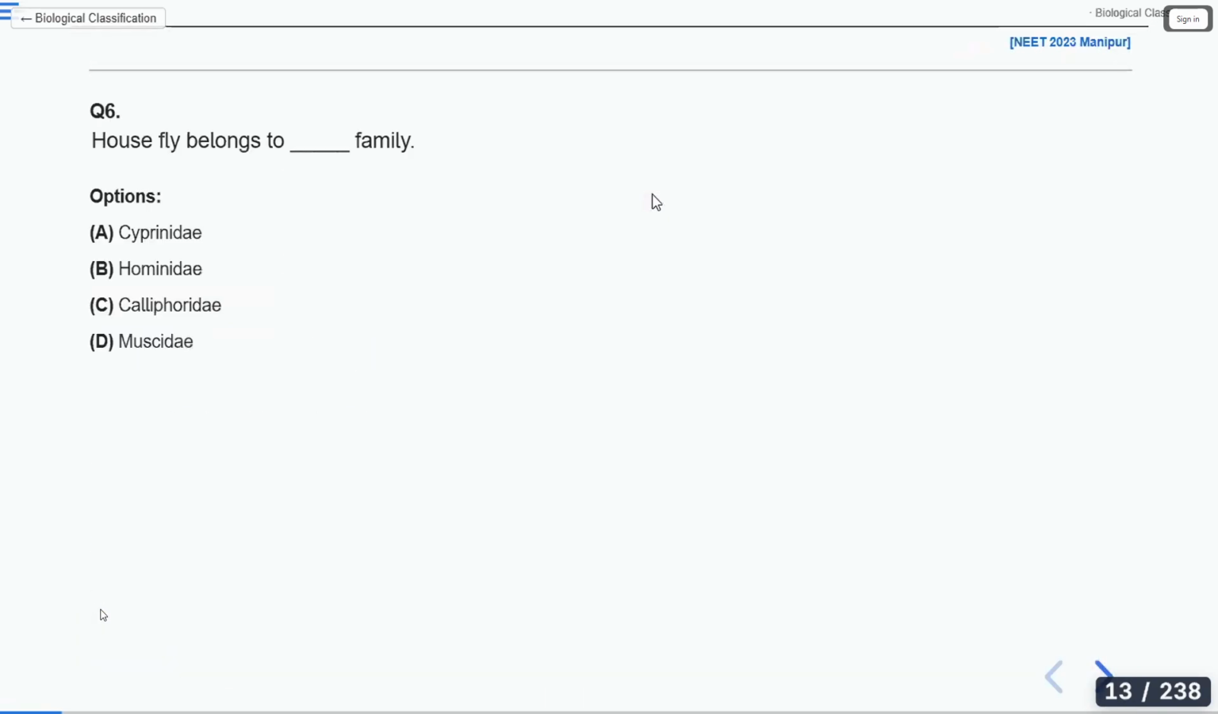Next one. Housefly belongs to which family? Easy question, we have discussed this earlier. Cyprinidae, Hominidae, Calliphoridae, Muscidae. Option D, Muscidae. Option D is correct. Muscidae.